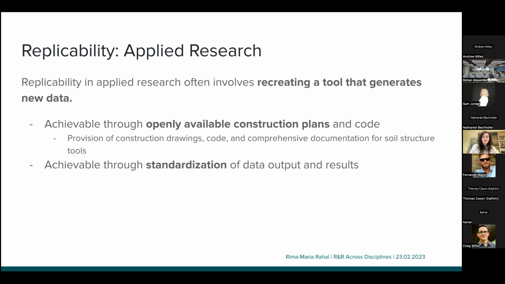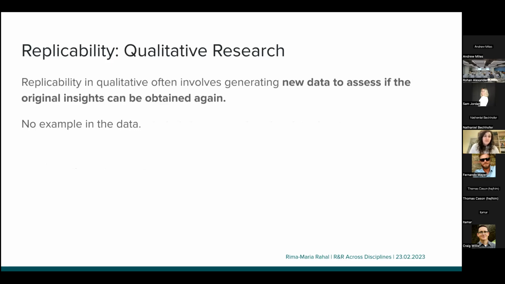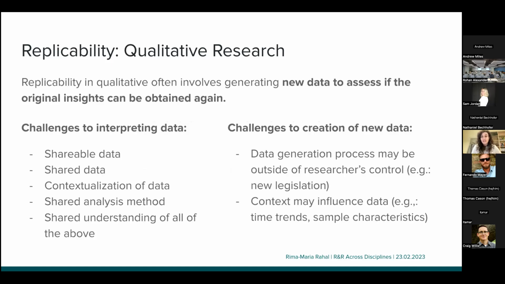Next, jumping over to qualitative research. Here, we actually didn't find any attempt at replicability because, as I'm going to discuss in a second, creating new data to assess if the original insights can be obtained again can be particularly tricky in the humanities and in qualitative research. So there, we think we identified two main reasons why that is the case, which actually might be transferable to many other areas of research, but are apparently of greater concern for researchers in the qualitative fields.